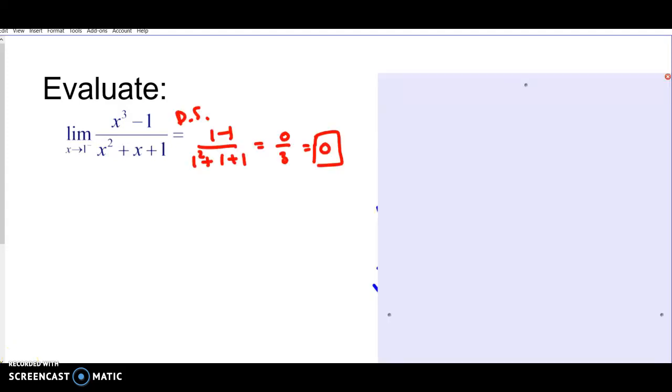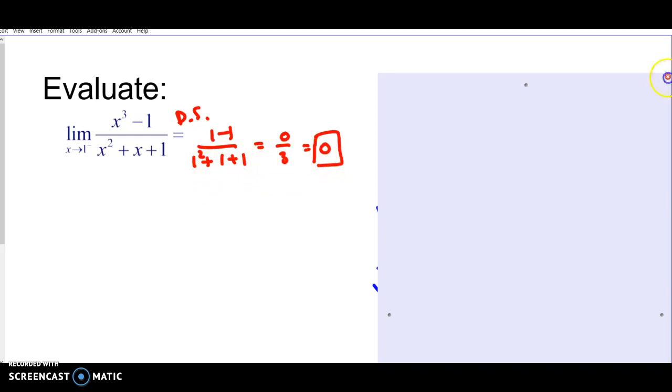Hopefully you didn't fall under my trap here. Remember, always look to do direct substitution first. You might not always have to use these other sneaky methods. So I did use direct substitution. Even though we're approaching 1 from the left, I can still plug in 1, and this limit equals 0.